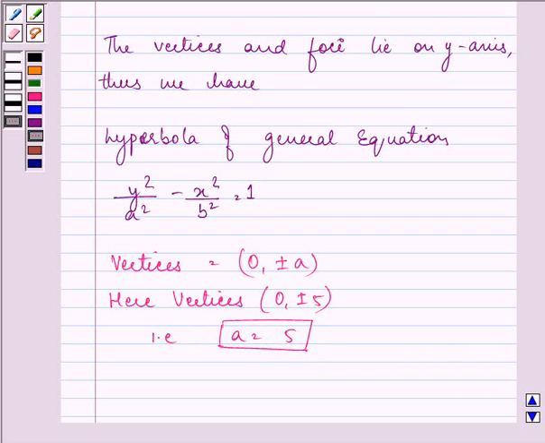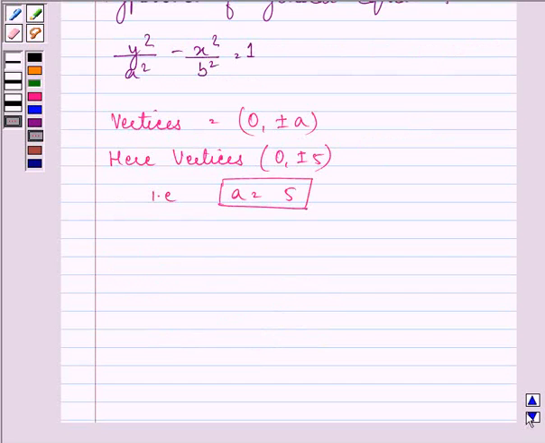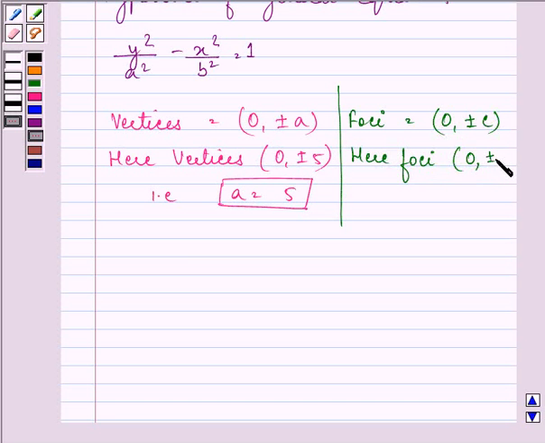Further, foci is 0, plus minus c, and here we are given foci as 0, plus minus 8. So that means the value of c is what? Exactly 8.